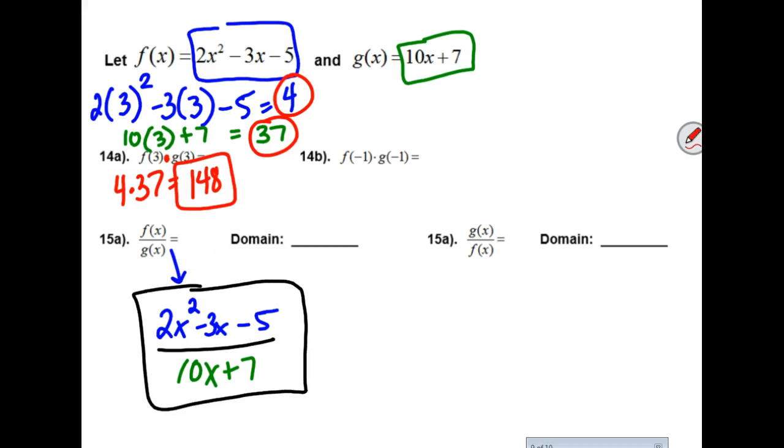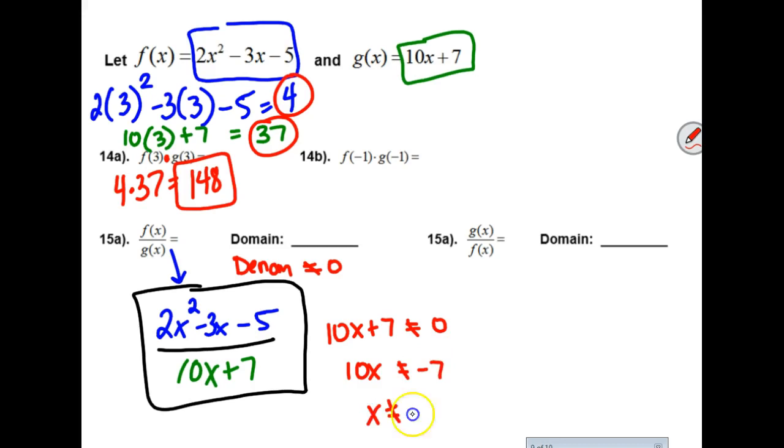And then the domain, this is the problem. When you have a fraction, remember we cannot divide by a 0. So what you're going to do to find domain is you take your denominator, the bottom of the fraction, and you tell me that it cannot equal 0, and then you solve it. So 10x plus 7 cannot equal 0, and if I were to solve that, I would subtract the 7 over, and then I would divide by 10. So x cannot be negative 7/10. That's what you write down for a domain right here.